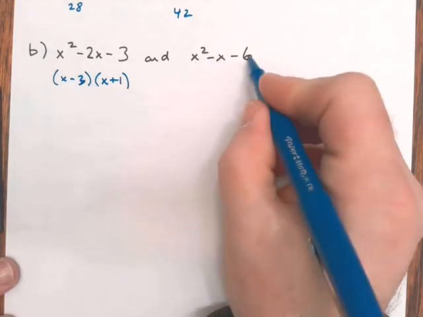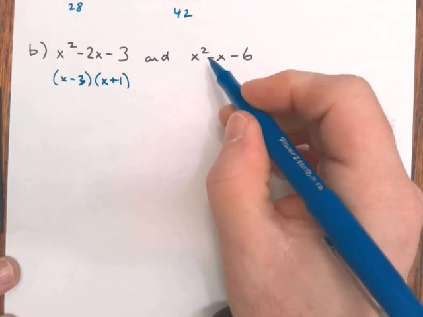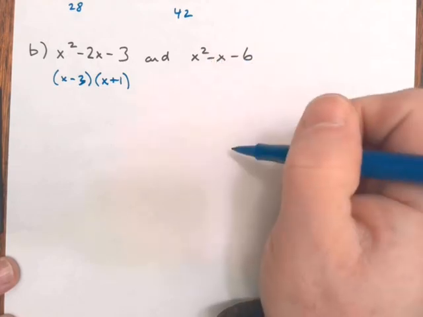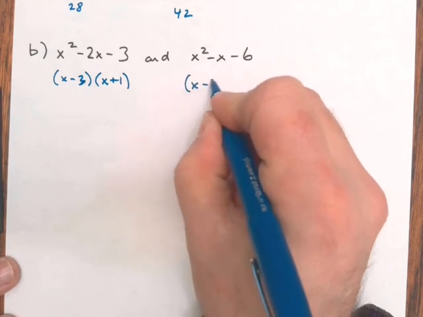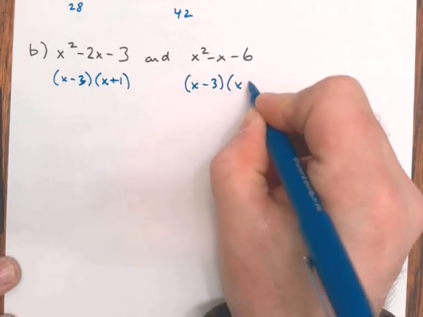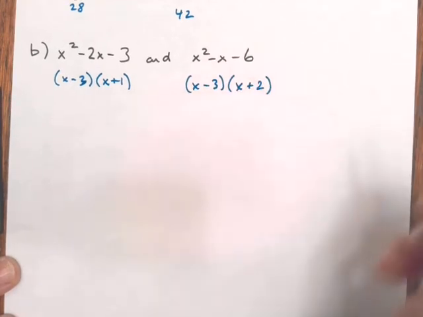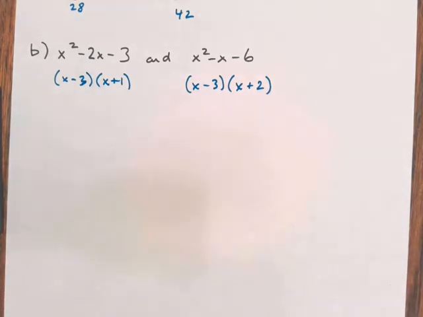I want to do the same thing with this trinomial, looking for two numbers that add to be negative 1, multiply to be negative 6, and again we have a 1 in front of the x squared, so I can do the shortcut on this one. The two numbers that add to be negative 1 and multiply to be negative 6 are a negative 3 and a positive 2. So our factors would be an x minus 3 and an x plus 2.